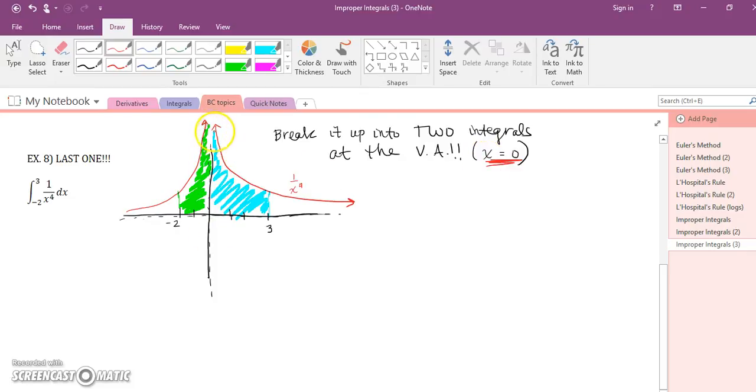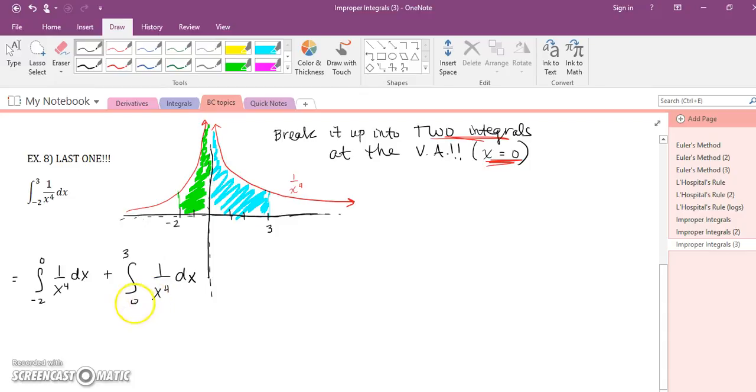So it looks like the area goes up forever. However, I need to break it up into 2 integrals at the vertical asymptote. You absolutely must do that, and you're going to use that property of integrals that we used before to rewrite it. So I'm going to go from -2 to 0, and then from 0 to 3. Once again, you get 2 for the price of 1.